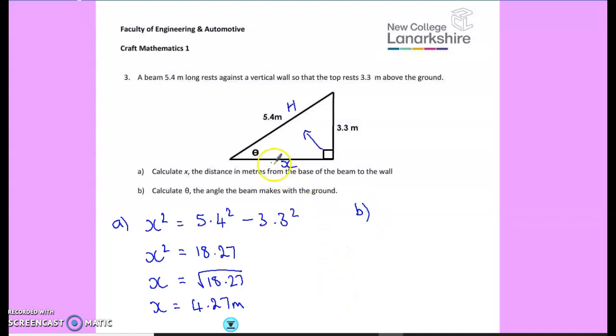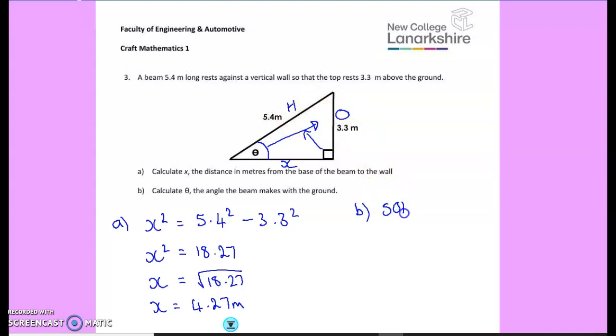Part B. Calculate theta, the angle the beam makes with the ground. So I want to find the size of this angle. I'm interested in the ones that I know. There's my opposite. I know the hypotenuse. I also know the adjacent because I've worked it out. But I'm going to stick with the two that I was given.